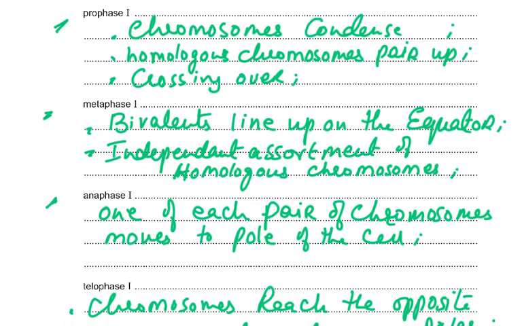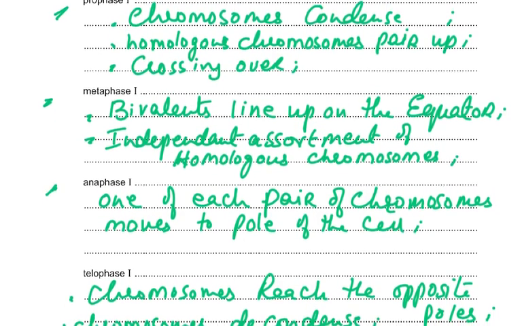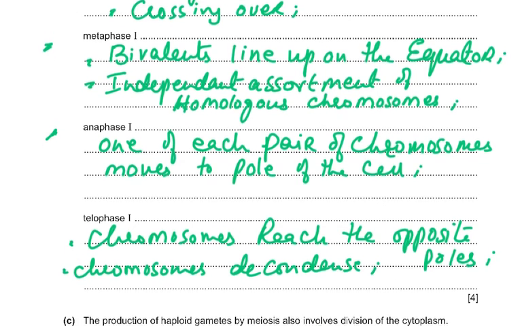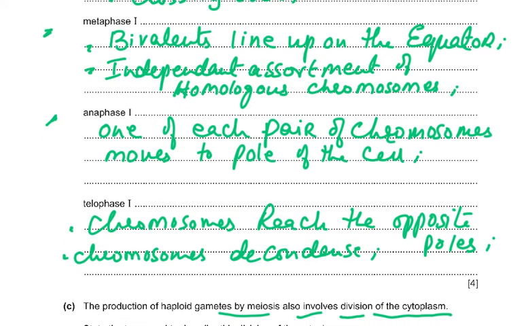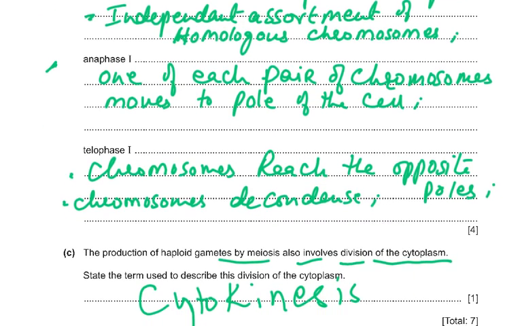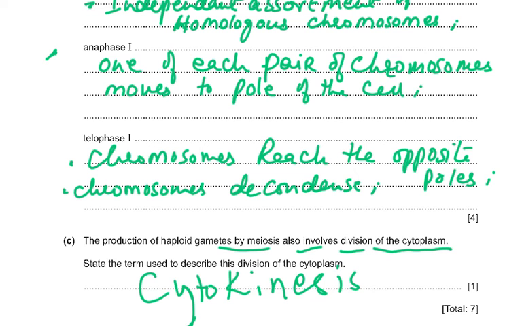Or you could have even said the end of the cell. That was allowed. Won't be allowed in AS. Telophase 1, chromosomes reach the opposite poles and chromosomes decondense. So these are alternative points which you could have given, and that would have got you your 7 out of 7.